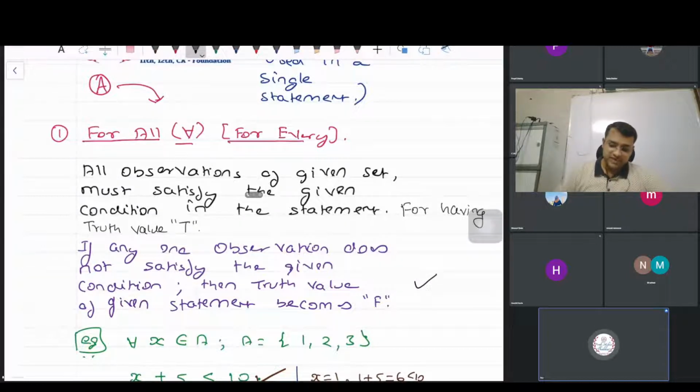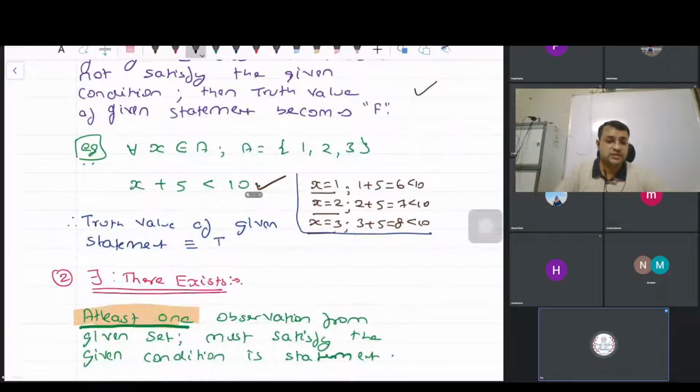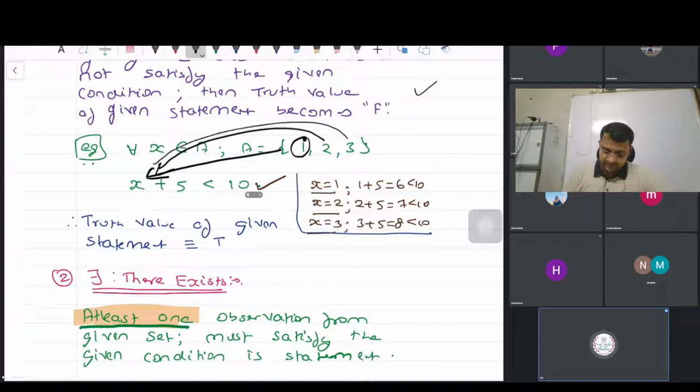So the example that we have written over here is something like this. For all x belonging to A, if A has the values 1, 2 and 3, I want to test if x plus 5 is less than 10. Is it a true statement or a false statement? So I have to check all the values of x one by one. I will substitute the first value of x, then the second value, and then the third value. If for all of them the answer is less than 10, then in such a case I will have it as a true statement.